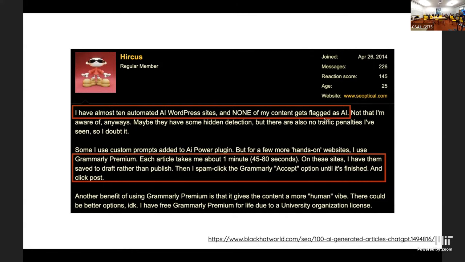None of my content gets flagged as AI. So essentially what this person is doing is they generate an article using ChatGPT, and then they use Grammarly Premium to paraphrase every single sentence in ChatGPT's output. They say each article takes about 1 minute, just click accept on every Grammarly suggestion, and then post it. They say it gives the content a more human vibe, but this act of paraphrasing is also able to bypass all of these LLM detectors.